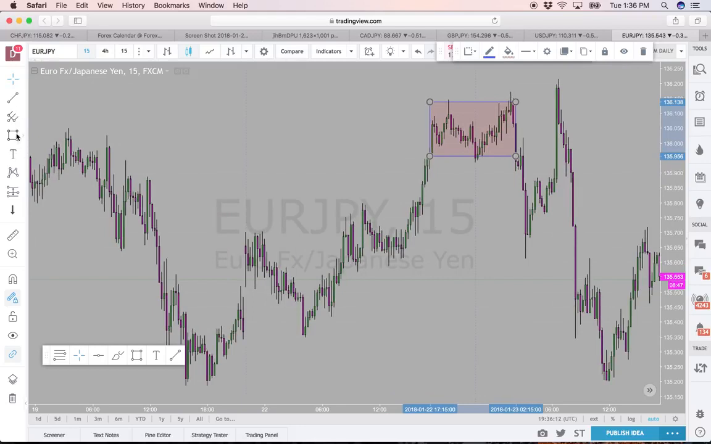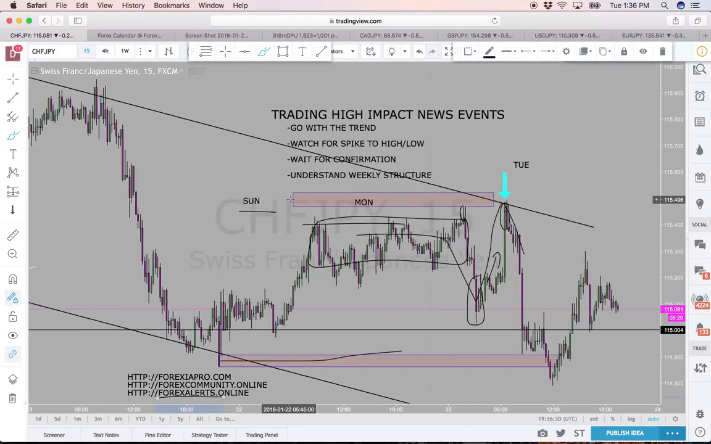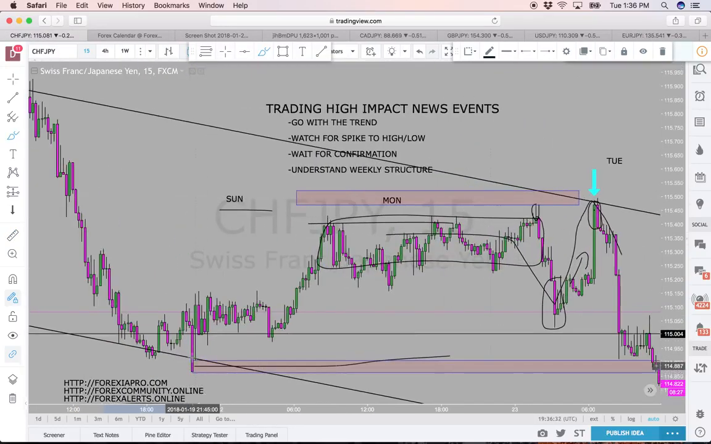Here we have Euro JPY actually made that gap up about 30 pips, and then we can see that gap was filled. So unlike all the other pairs, CHF JPY kept that gap right there. So that was a dead giveaway again.